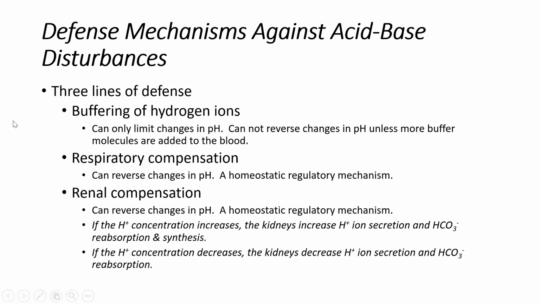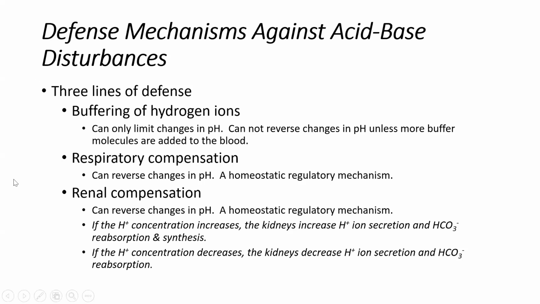So the buffering is really probably the first line of defense, and it's really only good at limiting changes, but not at correcting changes. The other 2 mechanisms are much better at correcting or compensating for any existing acid-base disturbances. The first one is the lungs, which can reverse changes in the pH by changing our ventilation. This is what I talked about earlier. The lungs can kick in and compensate for any changes by appropriately regulating our ventilation, either increasing it or decreasing it to lose or hold on to more acid.